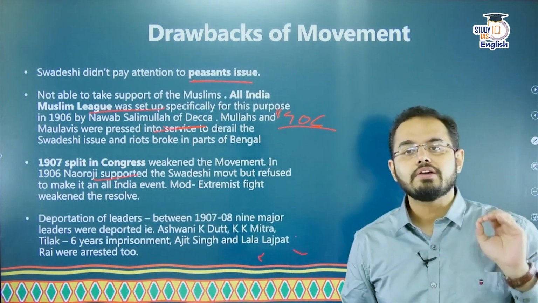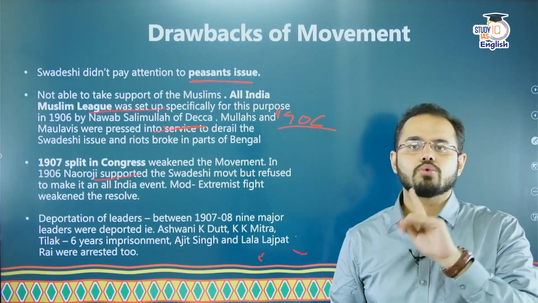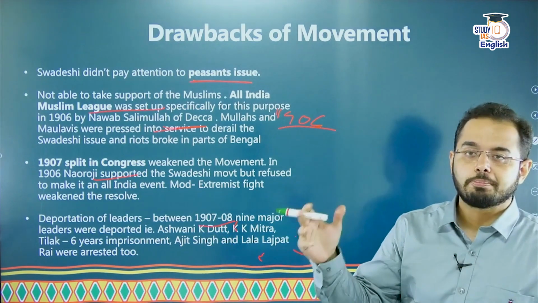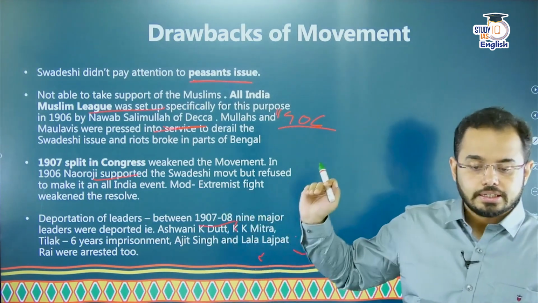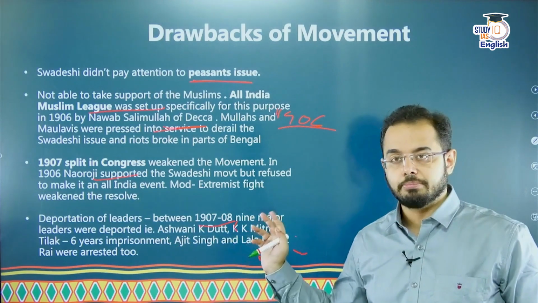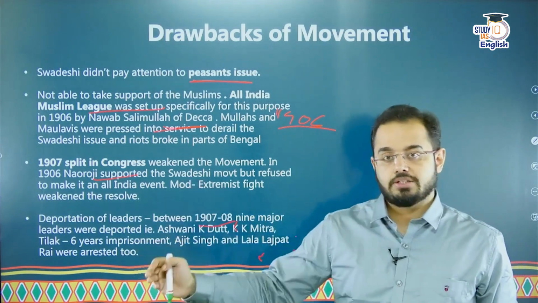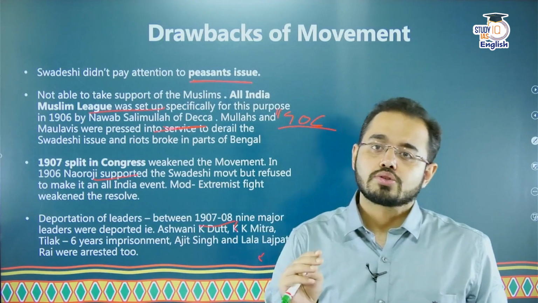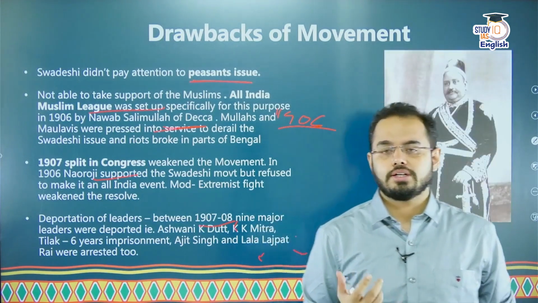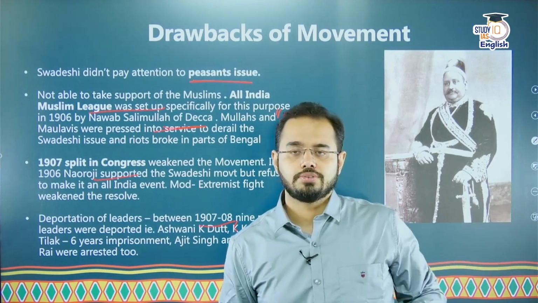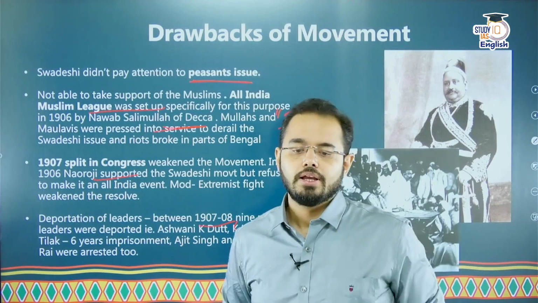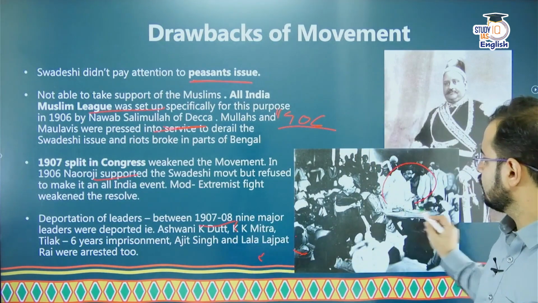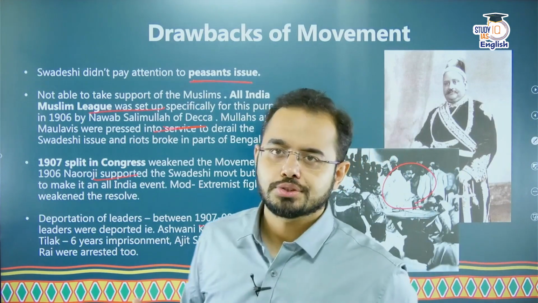And last, heavy repression by the government. The government was not silent. It is said that between 1907 and 08, many leaders were deported or arrested. Important A-listers like Ashwini Kumar Dutt, K.K. Mitra, who was leading the Sanjeevani paper, were affected. Tilak was also sentenced to 6 years imprisonment. Ajit Singh and Lala Lajpat Rai were all arrested. So the leaders who could lead the revolt were not there. Here you are seeing the picture of Nawab Salimullah of Dhaka. And here is the picture of the split of the Surat session where Tilak is out there, and an unfortunate split happened.